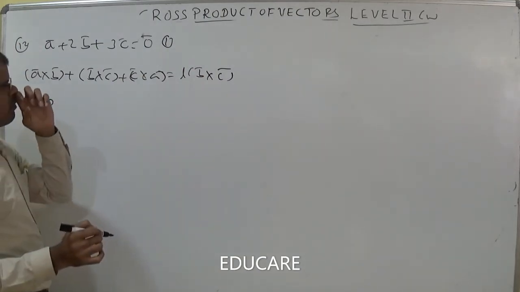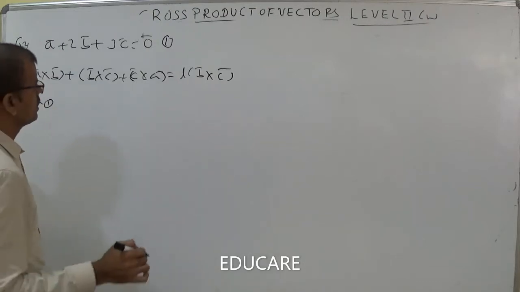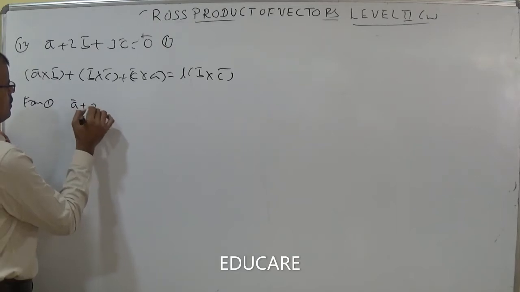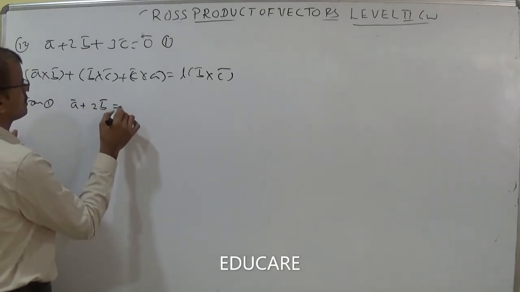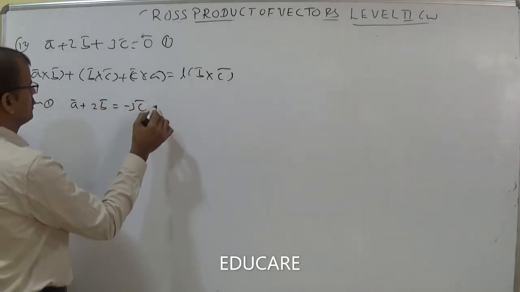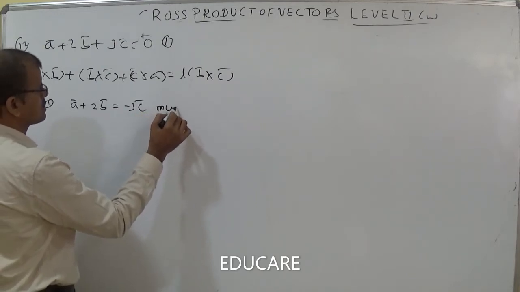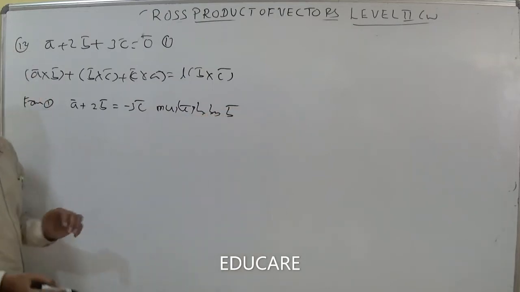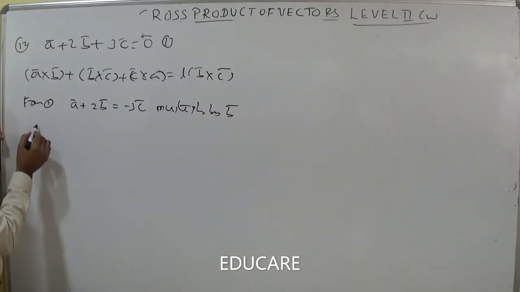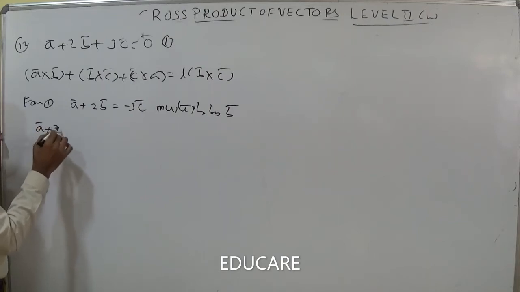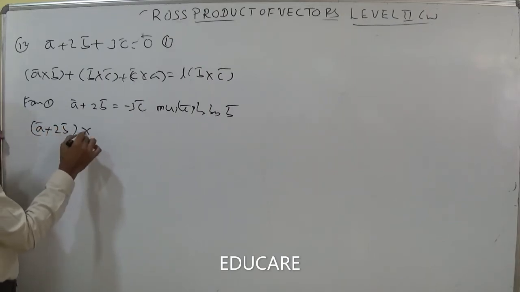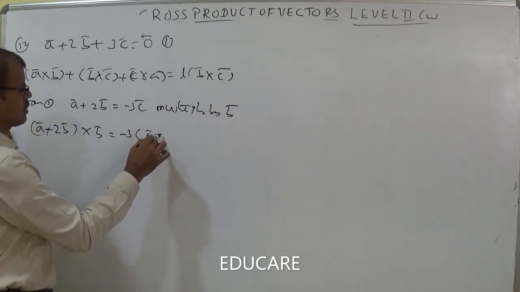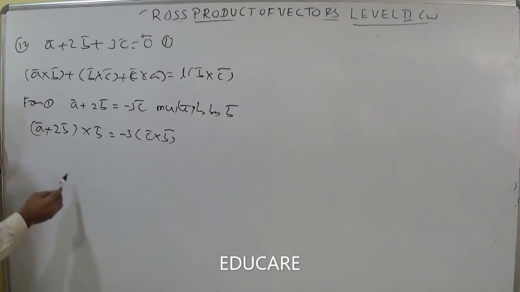From 1, every term we should get in terms of L into B cross C. A bar plus 2B bar is equal to minus 3C bar, I am writing. Then in B cross C we should get the value. Now multiply by B bar both sides. So we can say that A bar plus 2B bar cross B bar is equal to minus 3 into C cross B.